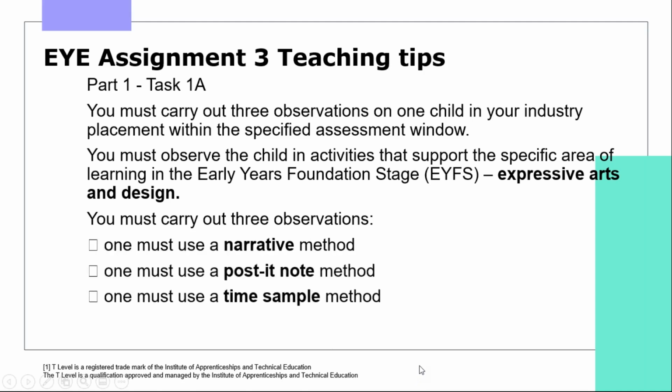So what are the students doing? They're carrying out 3 observations, and one may be a narrative, one a post-it note type of method, and one a time sample. And again, these have been made bold in these bullet points because those observation methods will change. So it's important that during the preparation for assignment 3, 1A, students are using a range of different methods to gather observation data. Really important to feel confident so that they're not going to be thrown by these different types and different methods.